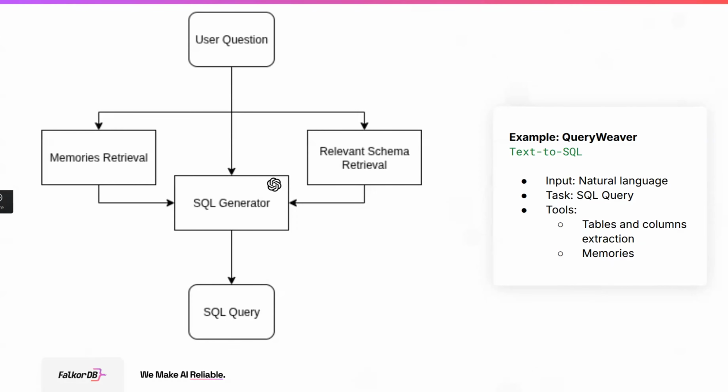In order to give the user a good answer, we need to bring him some schemas. So we give our agent two tools. The first tool is the schema extractor, and the second tool is memories retrieval. Both of these tools give the SQL generator, the LLM, the opportunity to convert the natural language into SQL well.